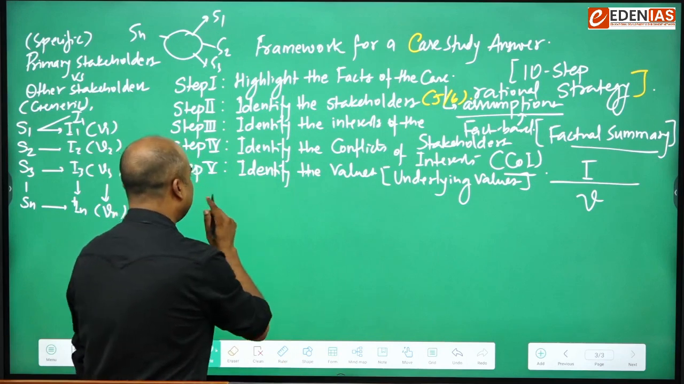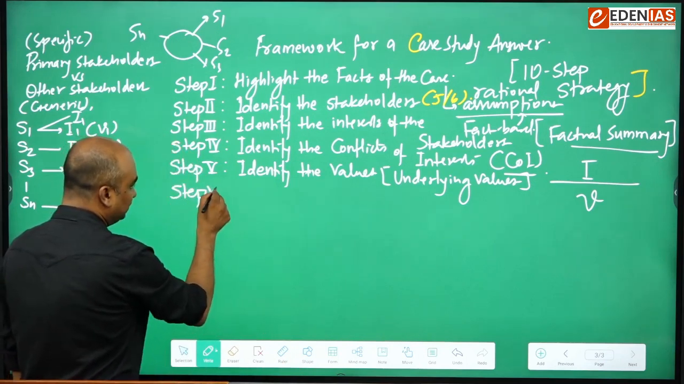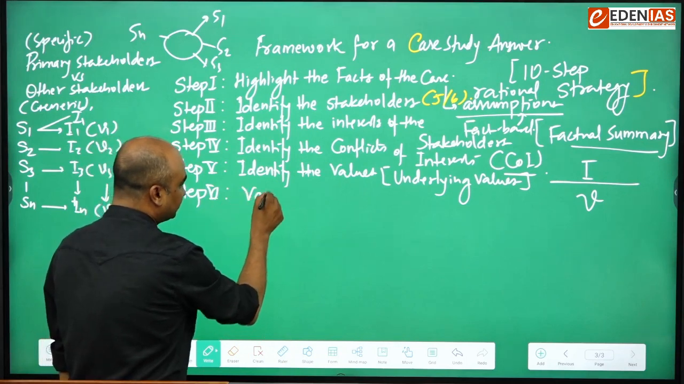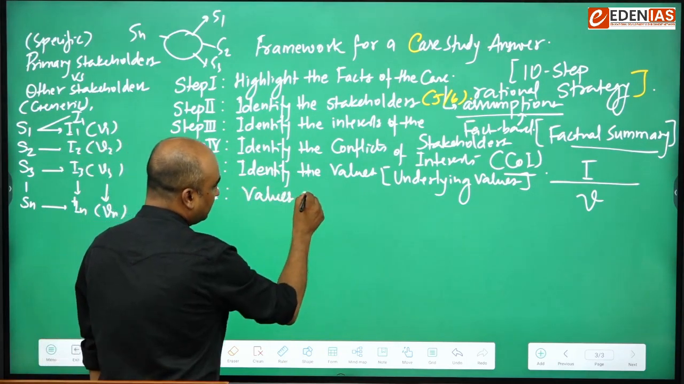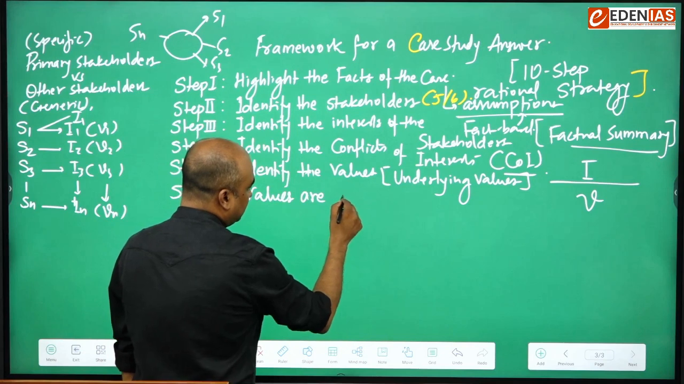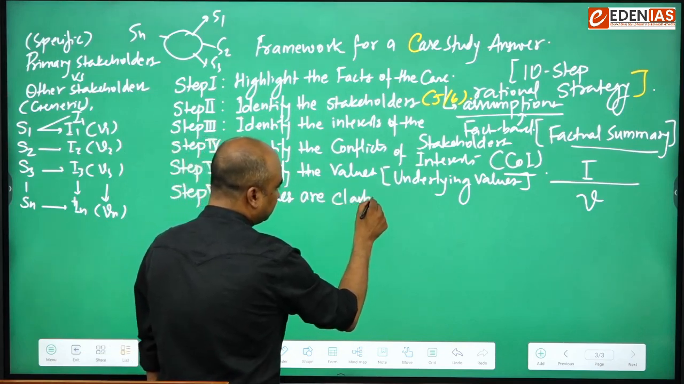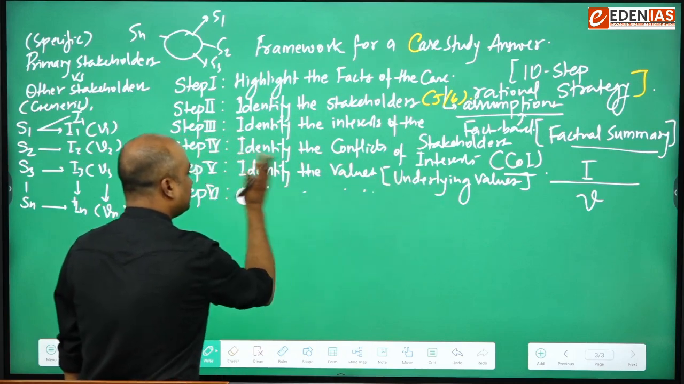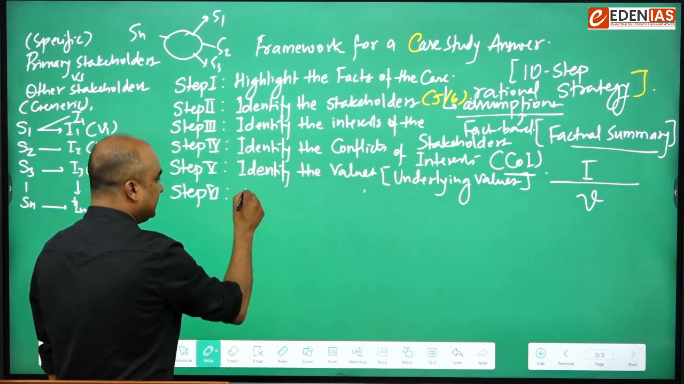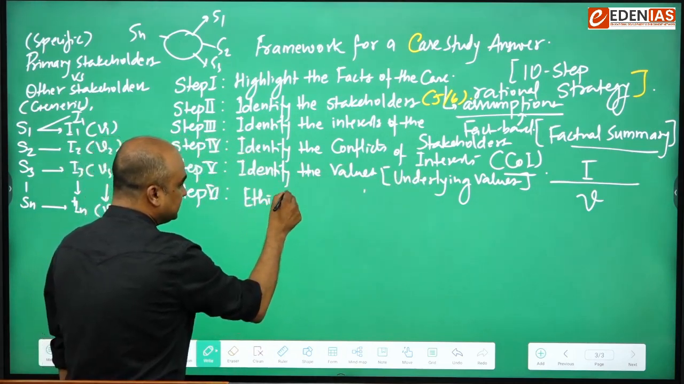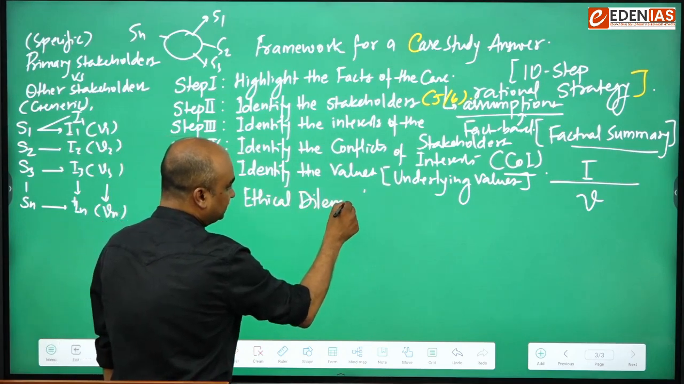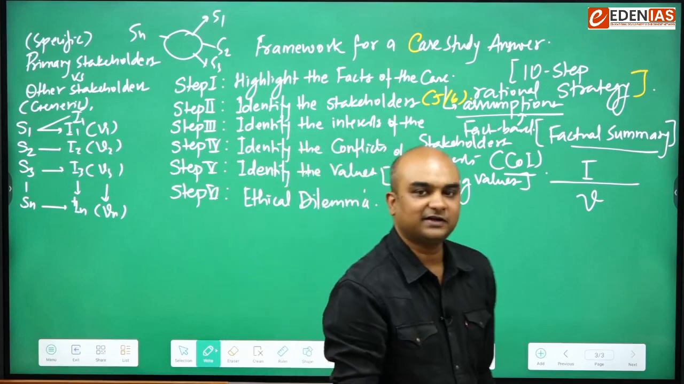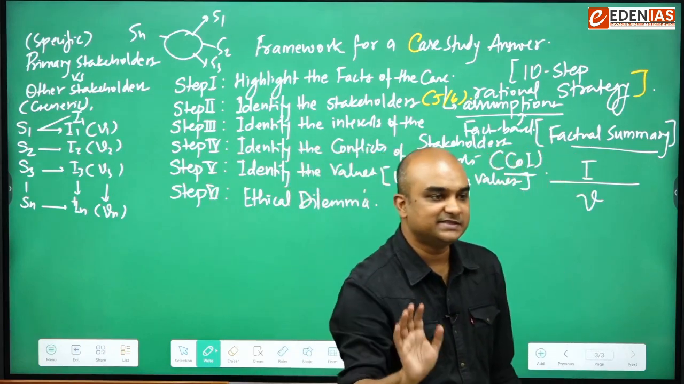So the next thing is that you have to see how the values are clashing, or you can say that you have to identify the ethical dilemma, because value clashes are nothing but ethical dilemma. In fact, conflict of interest is also a type of ethical dilemma.